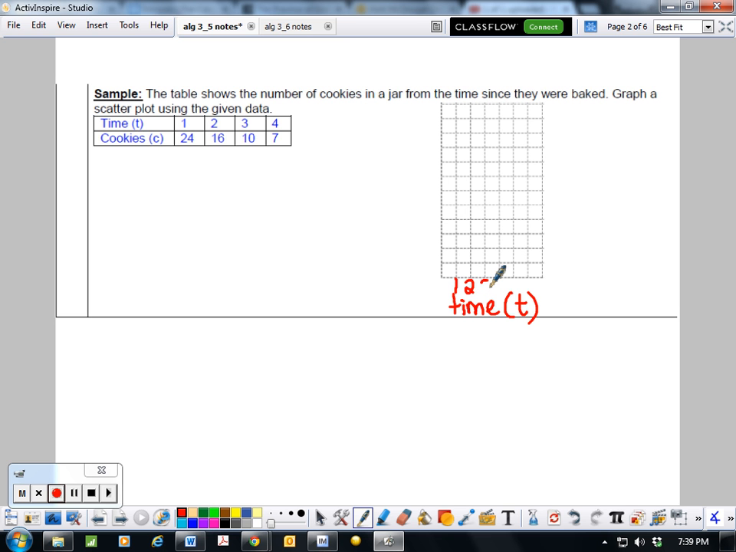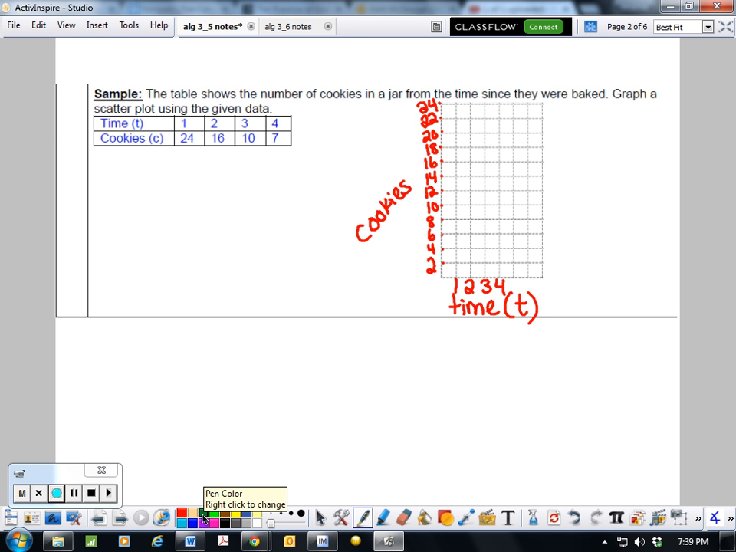So we've got 1, 2, 3, 4 minutes. And then we have cookies. So my cookies go as high as 24. 1, 2, 3, 4, 5, 6, 7, 8, 9, 10, 11, 12. So it looks like I'm going to have to go by twos. So this is cookies. And we're going to have 2, 4, 6, 8, 10, 12, 14, 16, 18, 20, 22, and 24. So now that I have everything labeled, I can go ahead and plot my information.